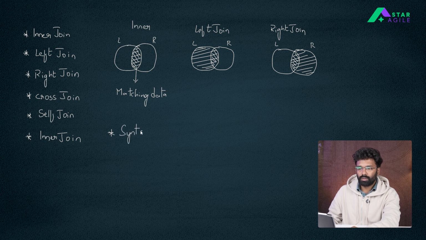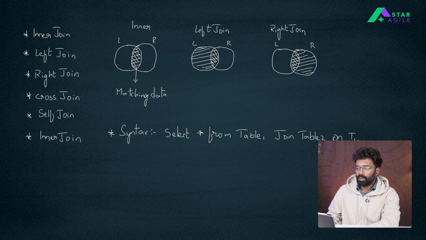So syntax: select star from table 1 join table 2 on table 1 column equal to table 2 column. Okay, so this is the basic syntax you need to follow to create any of these particular joins.